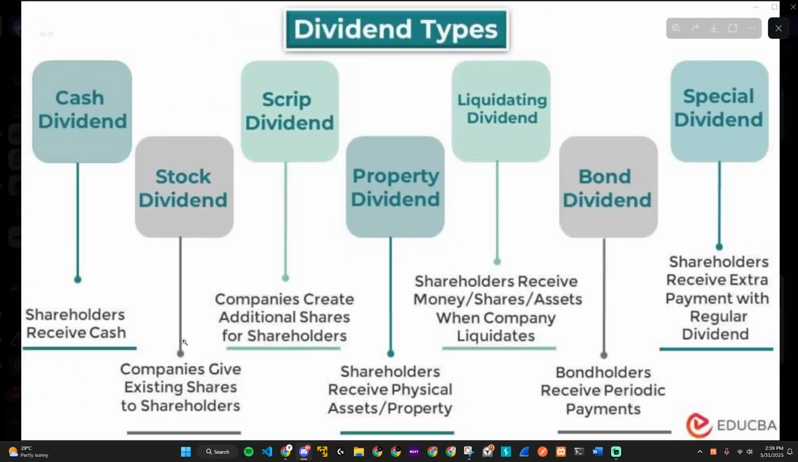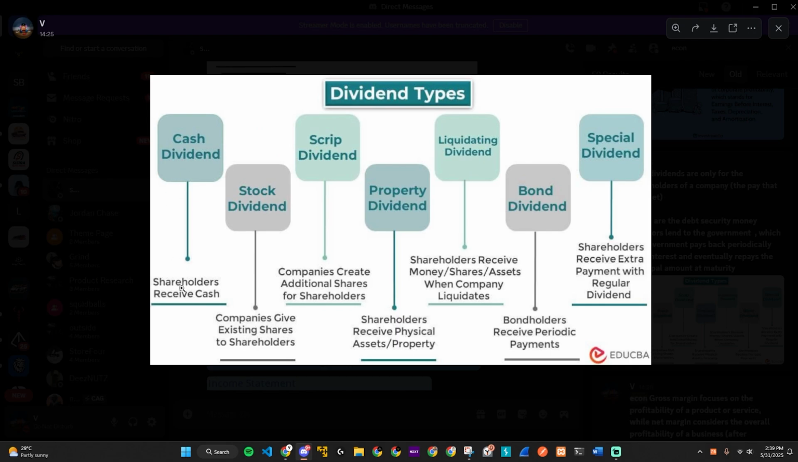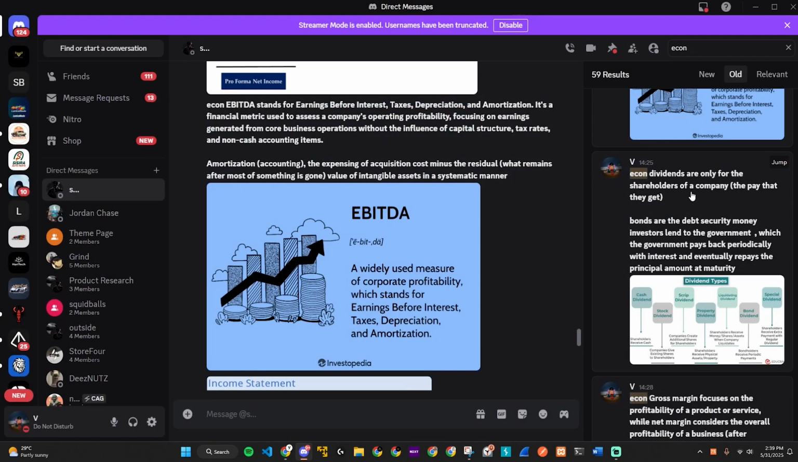So as you can see, we have this diagram right here. Shareholders receive cash dividends. Stock dividend, companies give existing shares to shareholders. So everything is just paying back the people that are part of a company. That's dividends. And bonds are the debt security money investors lend to the government, and they get paid back periodically with interest, and eventually the government repays the principal amount at maturity.